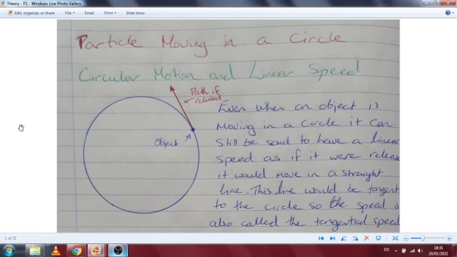This is our second video on circular motion. So we're going to begin here to look at a particle moving in a circle. However, again, it's a bit of a tricky issue as we get into circular motion. The first kind of motion we're going to look at is linear speed.